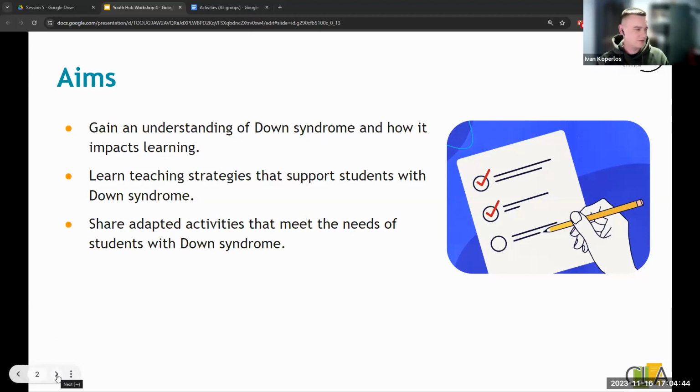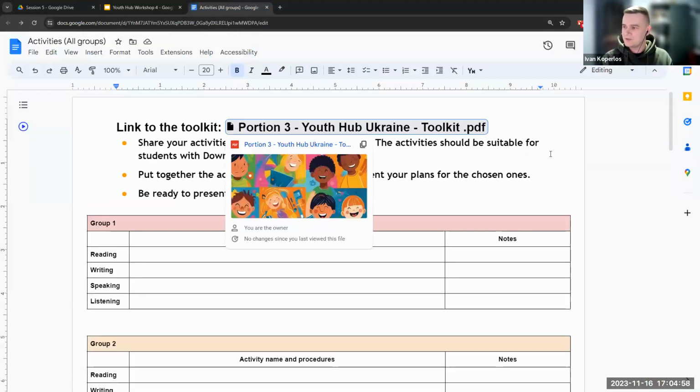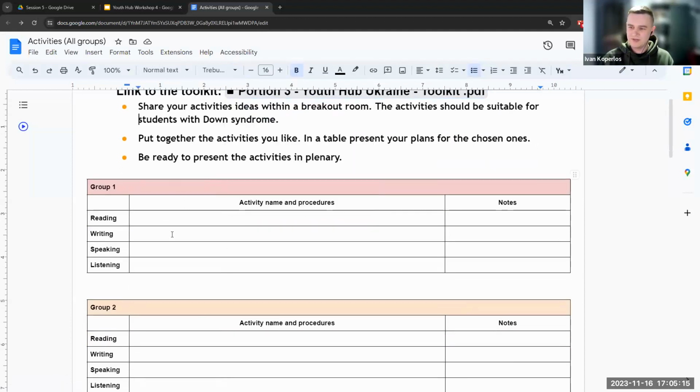Thank you. So now we're going to do a little bit of sharing of the activities. The same procedure, please: in the breakout room, share your activities, the things you did at home, or you may just do it right away here on the go. Again, you will be shared with this file. And here's a clickable link. If you feel like you need to address the toolkit one more time, you can just click and it will take you to the part with Down syndrome. So again, share your activities: one activity for reading, one for writing, one for speaking and listening, and explain your choice, how it would work, and how it would benefit your children with Down syndrome.